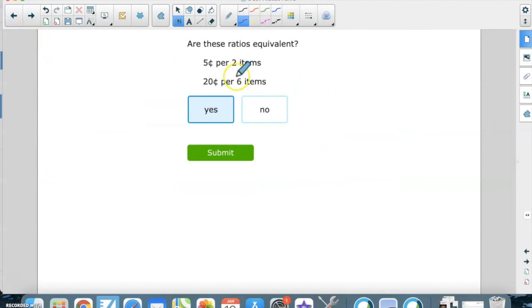This one. Now, it's lined up nice and perfectly. I can do this. My first numbers. How do you go from 5 to 20? It's times 4, right? And then how do you go from 2 to 6? Well, it's not times 4, is it? 2 times 4 is 8. That'd be times 3. And you have to multiply both numbers by the same number, so that'd be a no.